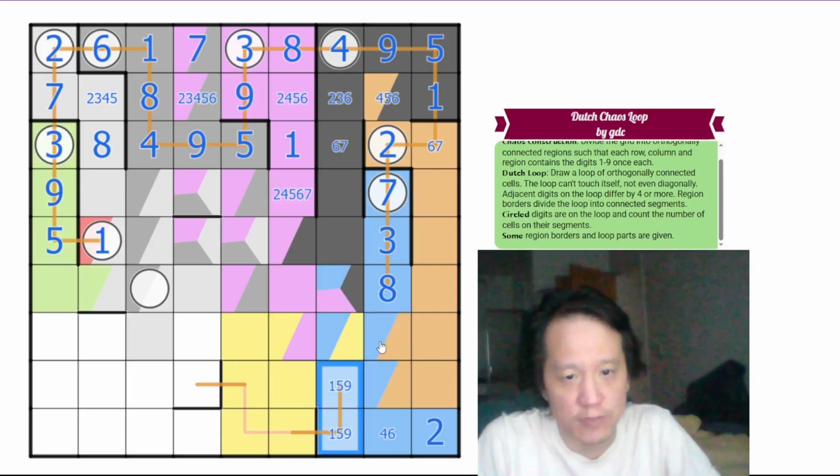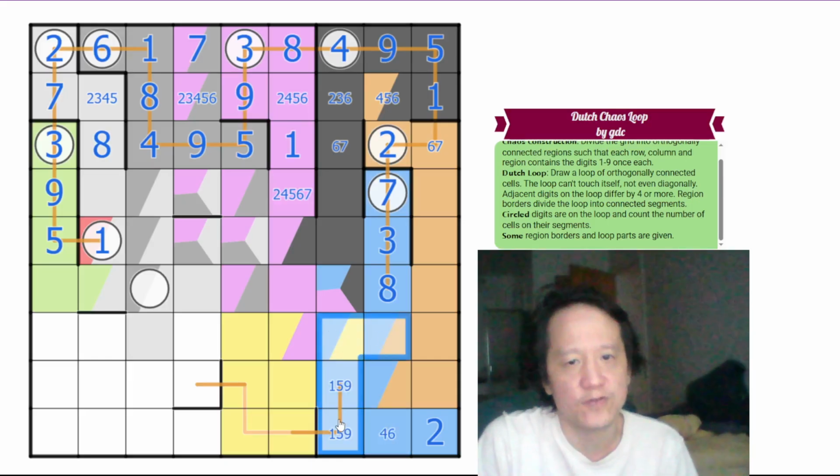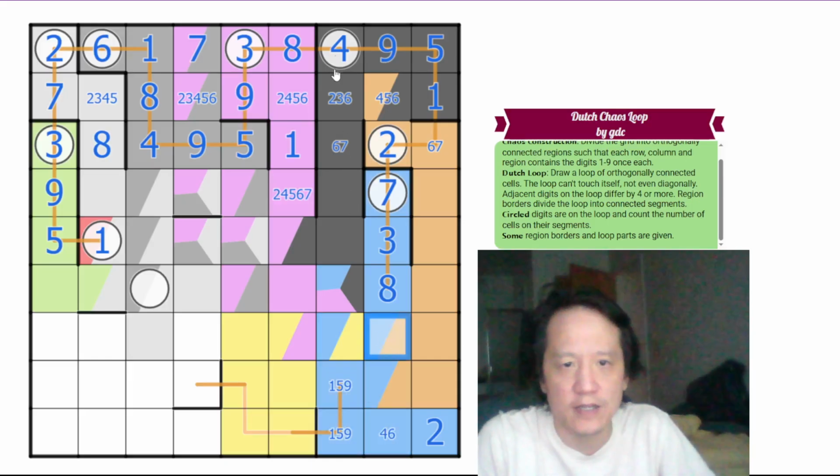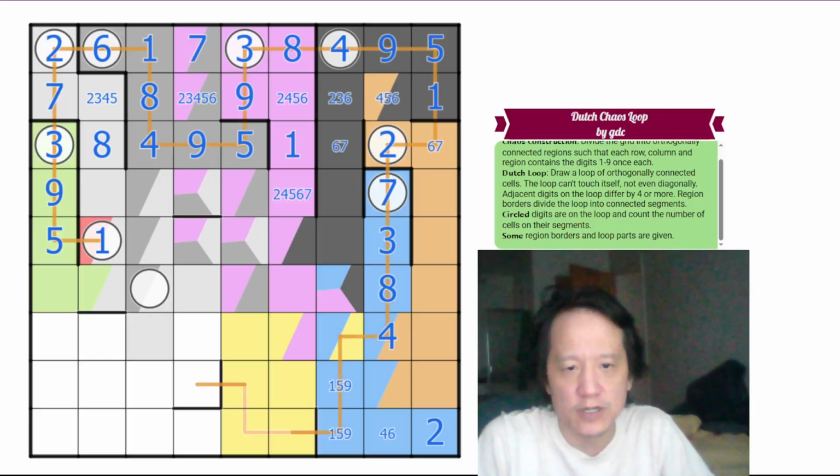This has to be a 1, 5, 9, and the last part has to be a 4. And that has to be next to the 8, and the 4 cannot be in column 7, so the 4 has to be here, which means it connects here, then it connects here, then it connects here. So this is not orange, this is blue. This can't be blue, that's orange.